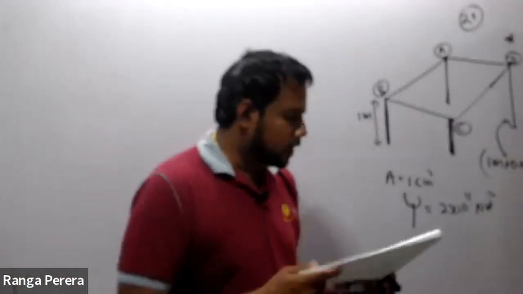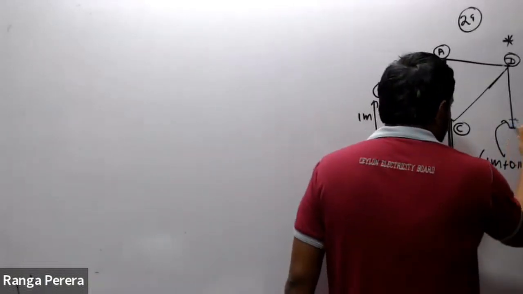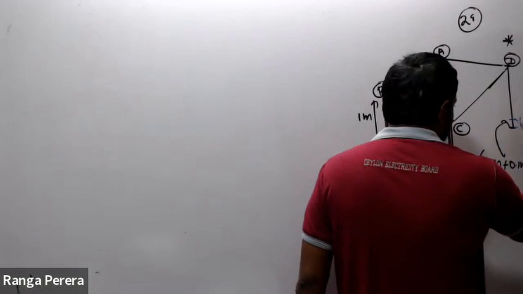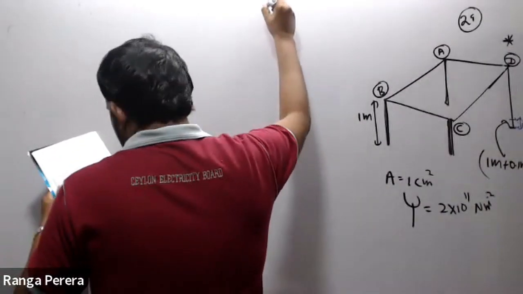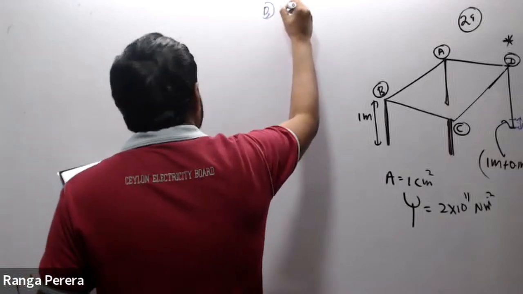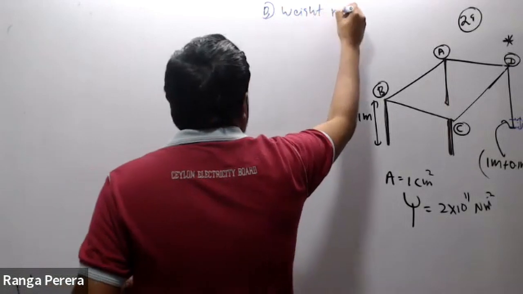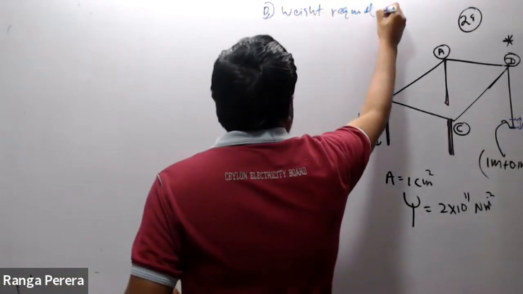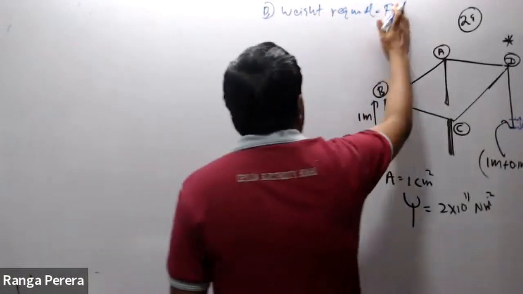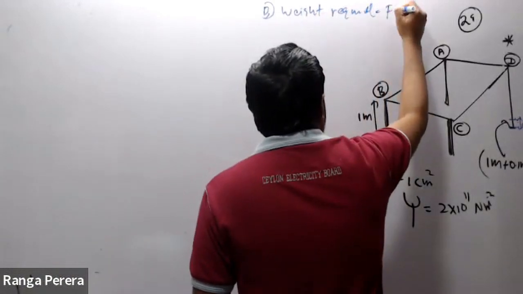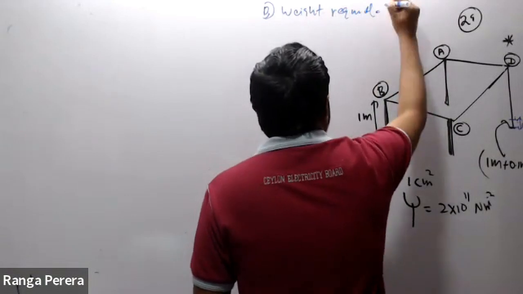Find the weight thus required. So I need to compress 0.1 millimeter. Let's say the weight we should place here, the weight required, equals capital F. Let's say capital W.